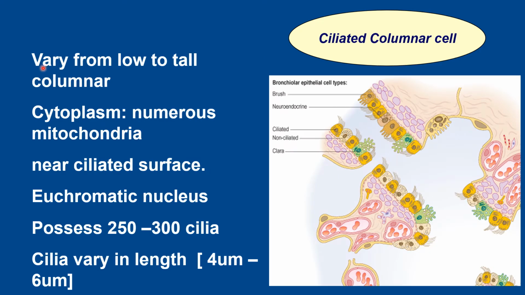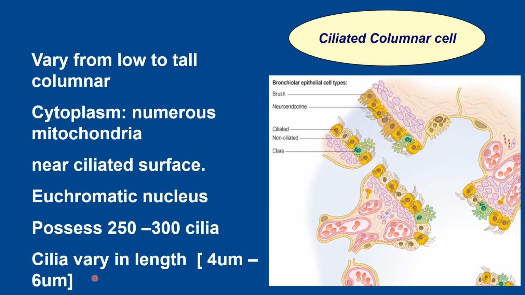The ciliated columnar epithelial cells are very tall cells, low columnar epithelial cells, and they are covered by cilia. The cytoplasm contains numerous mitochondria near the cilia, and it has a eukaryotic nucleus. It possesses 200 to 300 cilia per cell, and the cilia vary in length, 4 to 6 micrometers. The cilia move from the alveoli towards the oral cavity, and there is a movement called the mucociliary escalatory movement.